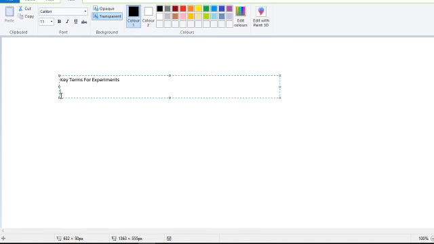So first of all, random error. This is an error which does not follow a pattern. That means the values would differ due to unpredictable circumstances.